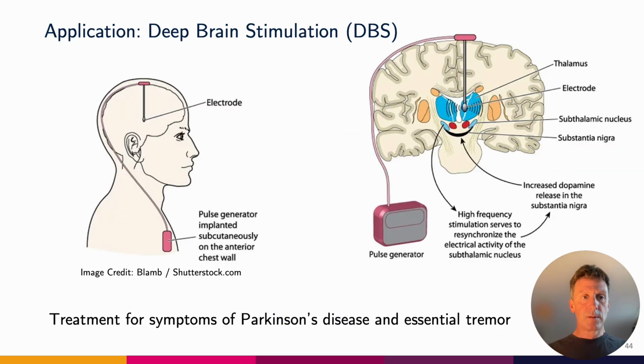As a final example, I'm going to describe briefly the application of MPC to deep brain stimulation, which is a treatment for Parkinson's disease and essential tremor. This involves implanting electrodes deep into patients' brains and using electrical pulses injected into their brains to disrupt pathological brain behavior, which can cause tremor.